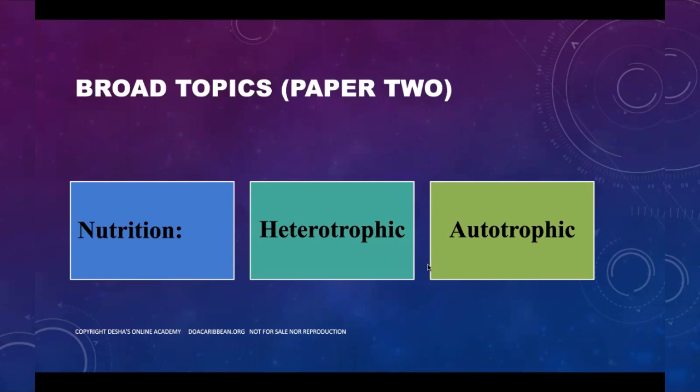The second mode of nutrition is called the heterotrophic mode, right? So unlike the autotrophs, which can make their own food, the heterotrophs rely on other organisms for food.